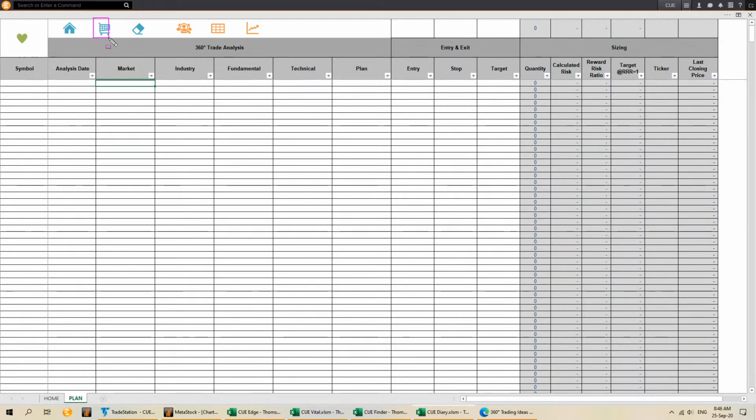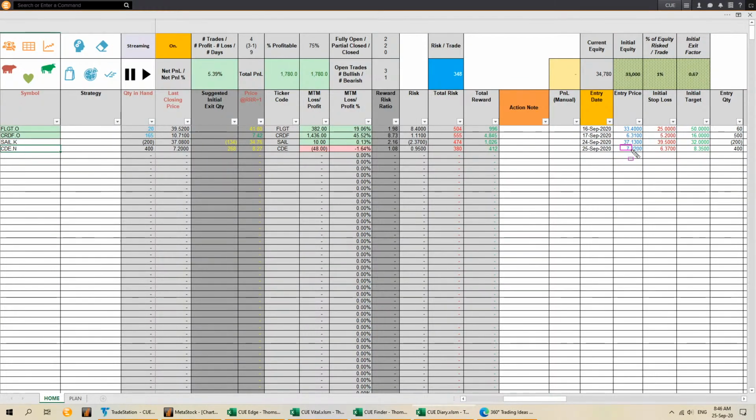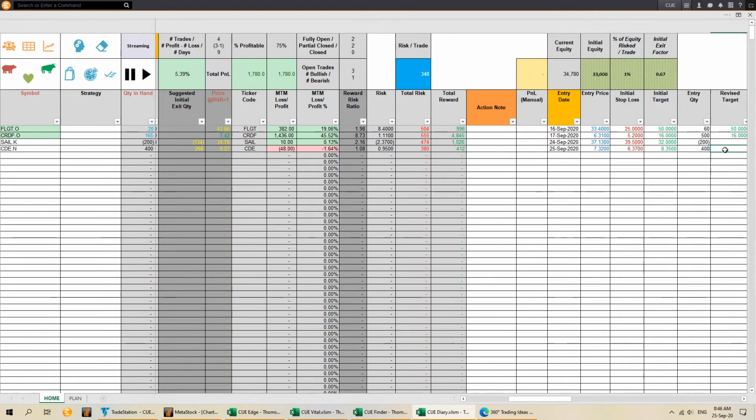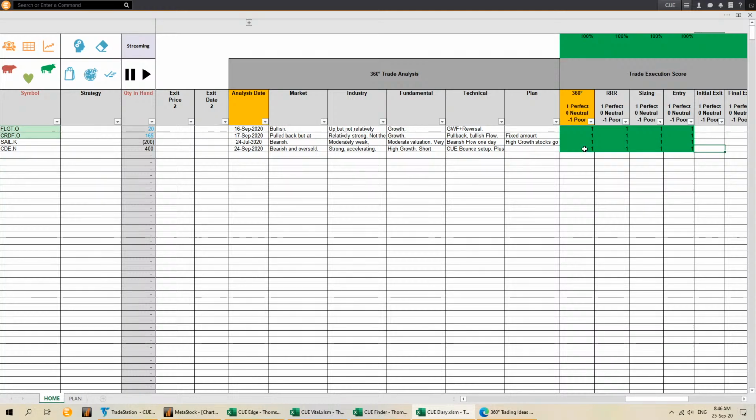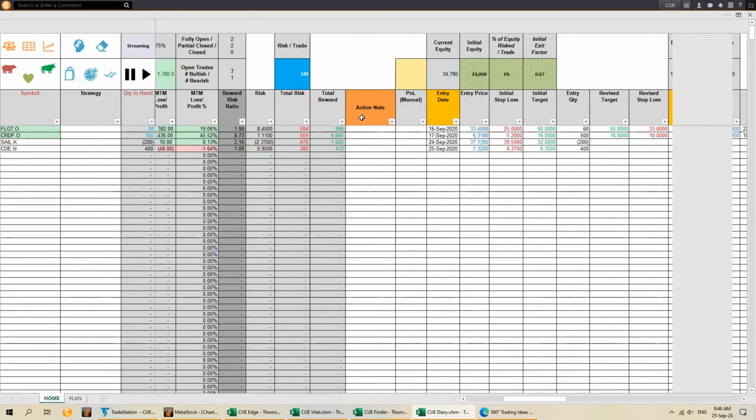How did we do that? We click the shopping cart button to transfer the trade. Then we updated the actual fill price and actual quantity if we rounded up or down from the suggested quantity. We also scored ourselves on trade execution by scrolling to the right. Whether we did well or not, the aim is to plan it well and then execute well, keeping the summary score at least 80% for all the categories.